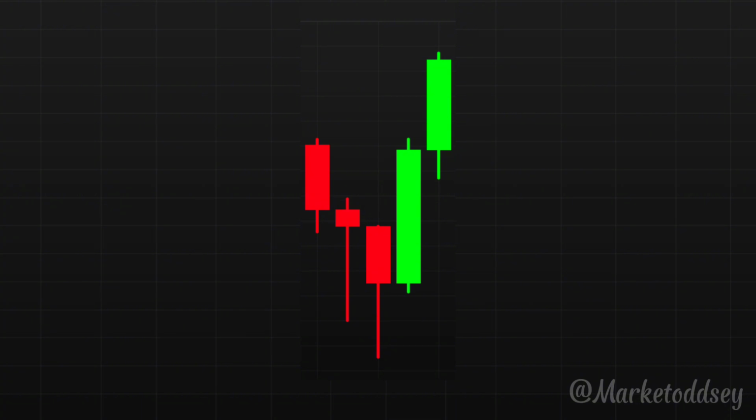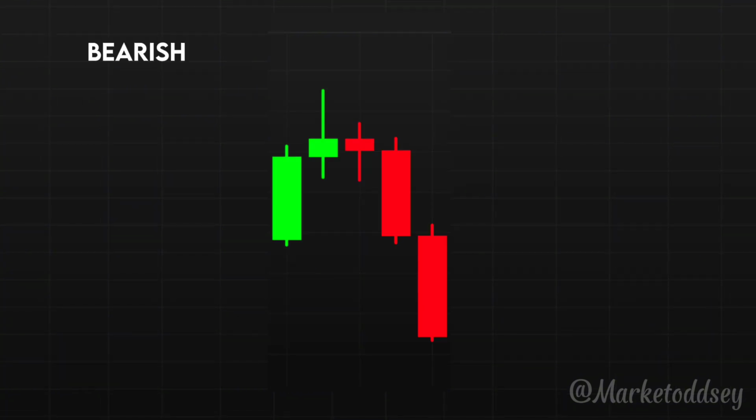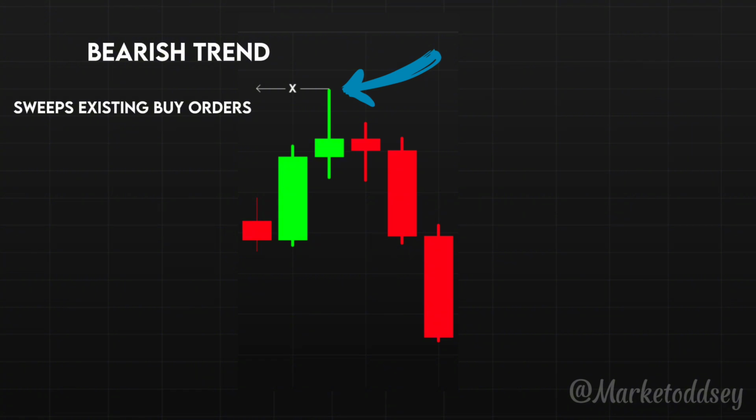Here's how they work. In a bullish trend, look for the last downward bearish candle right before prices shoot up sharply. This candle often clears out existing sell orders below it, creating momentum for the rally. In a bearish trend, focus on the last upward, bullish candle before prices drop suddenly. This candle typically sweeps up orders above it, fueling the sell-off. These zones matter because they show where large volumes of trades were executed, giving clues about where prices might react next.